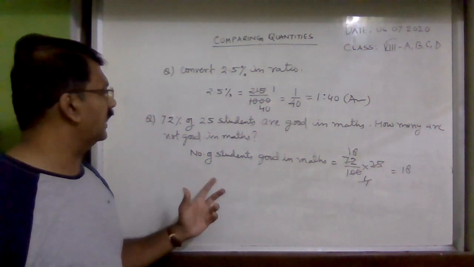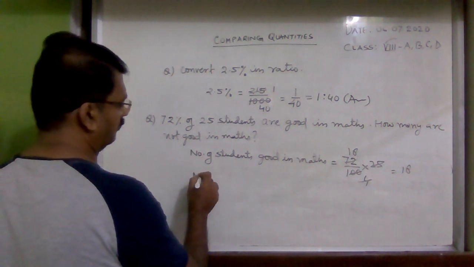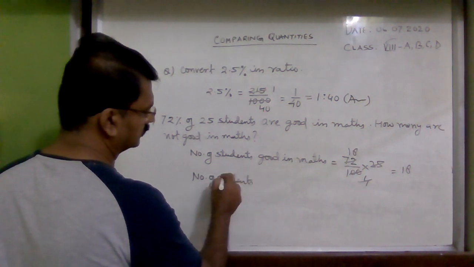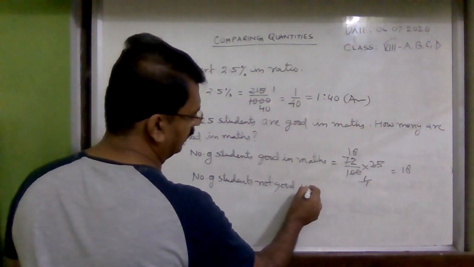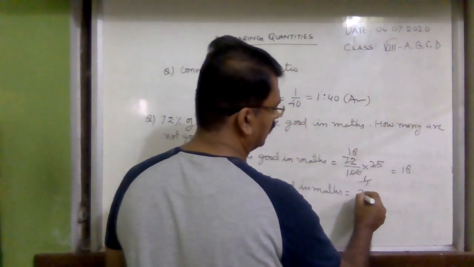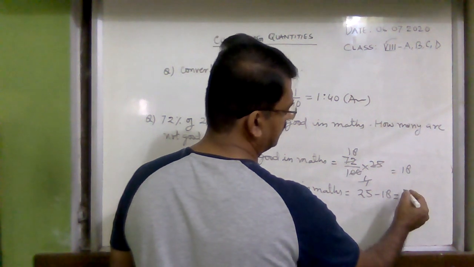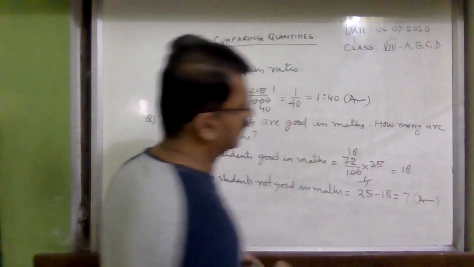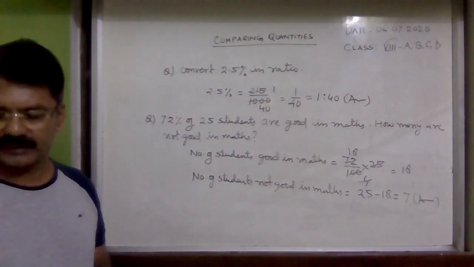Now we have to find how many students are not good in maths. So number of students not good in maths will be equal to 25 minus 18, that is 7, and that is your answer. So 7 students are not good in maths. Clear?